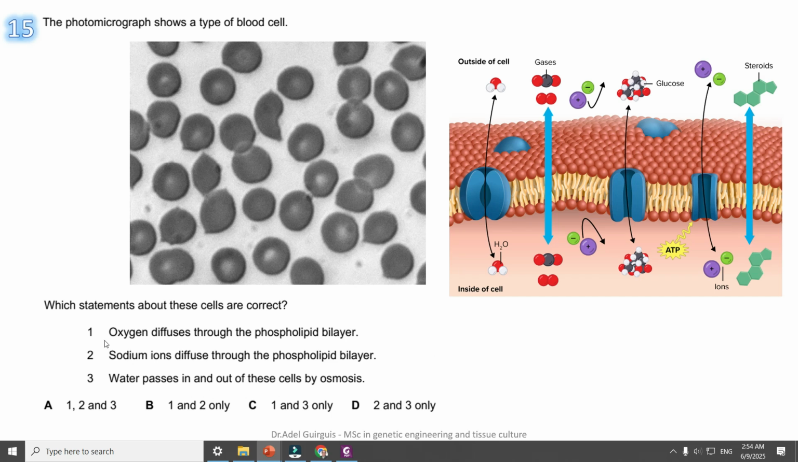So check now. Number one, oxygen diffuses through the phospholipid bilayer. Yes, right. Number two, sodium ions diffuse through the phospholipid bilayer. No, it is incorrect. Number three, water passes in and out of the cells by osmosis. Yes. So 1 and 3 together, so the answer is C.